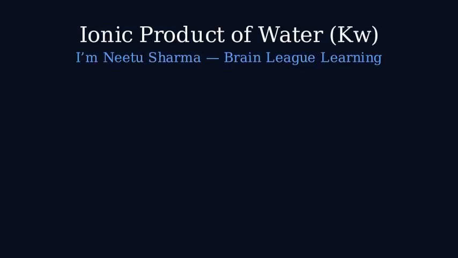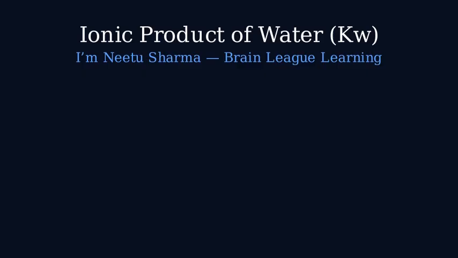Welcome! Today we will build an intuitive picture of the ionic product of water, often called Kw. We'll see what it means, how big it is at 25 degrees Celsius, how it changes with temperature, and how it gives us the pH-pOH relationship.